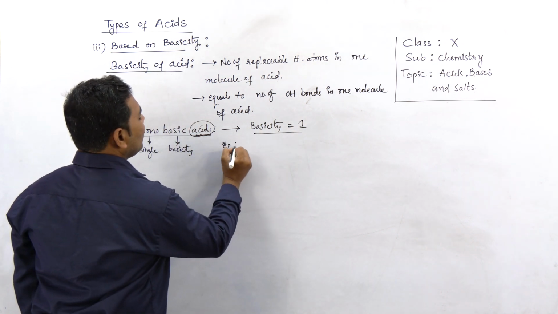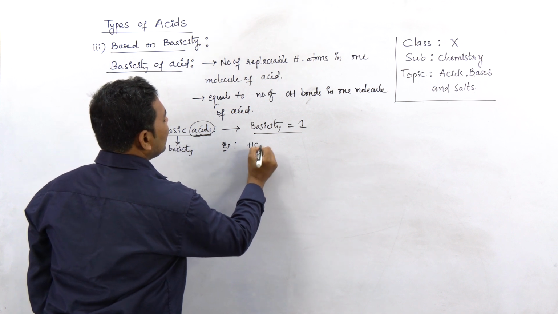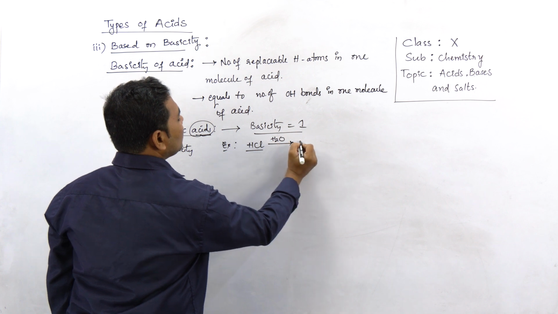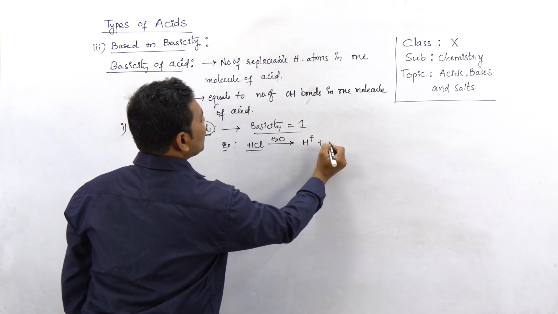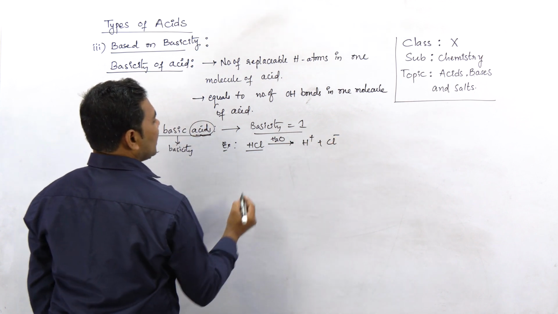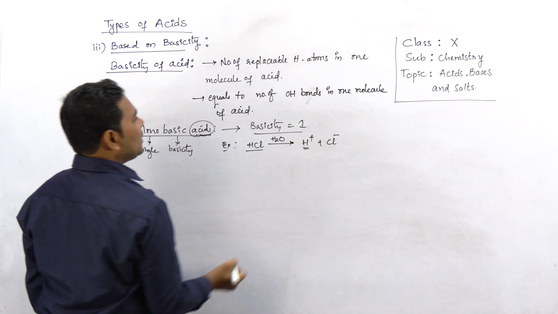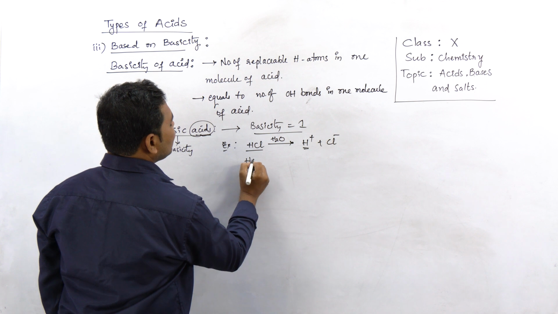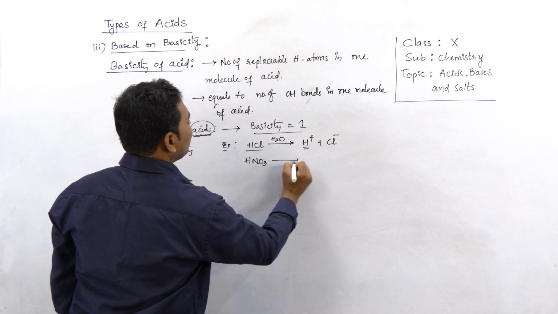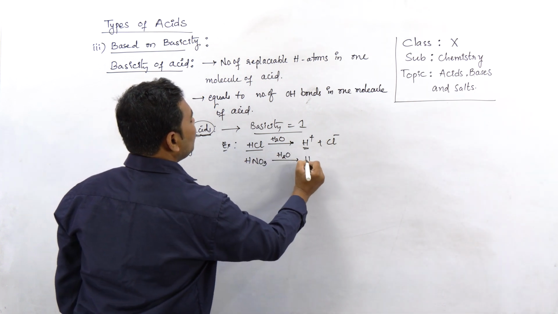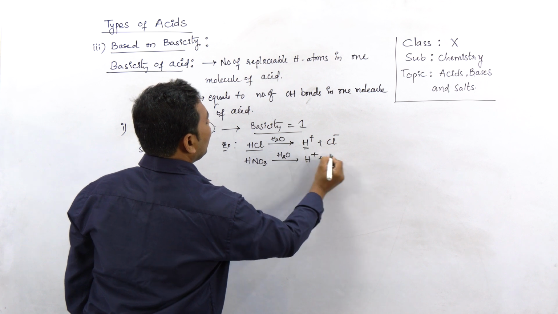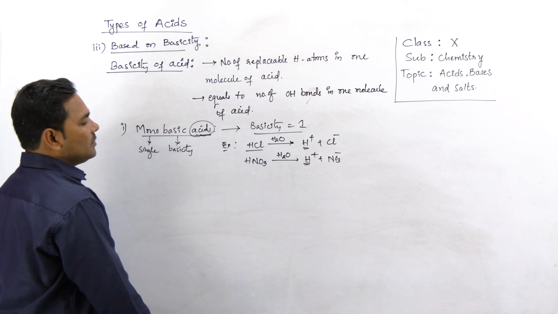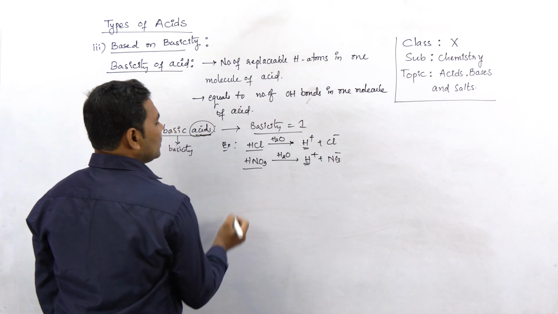For example, if I take HCl, one molecule of HCl when added to water produces one H plus ion and a Cl minus ion. Since it can produce one H plus ion, it is called a monobasic acid. Let us take another example, HNO3. When added to water, it produces an H plus ion and a NO3 minus ion. So one hydrogen atom.